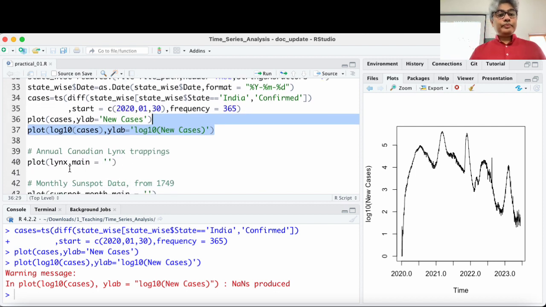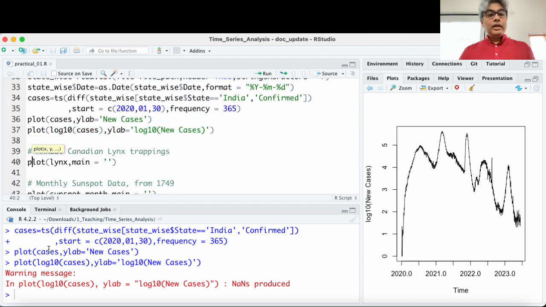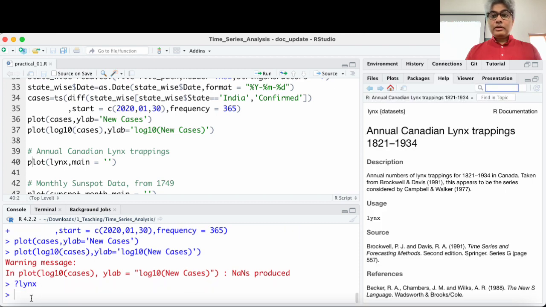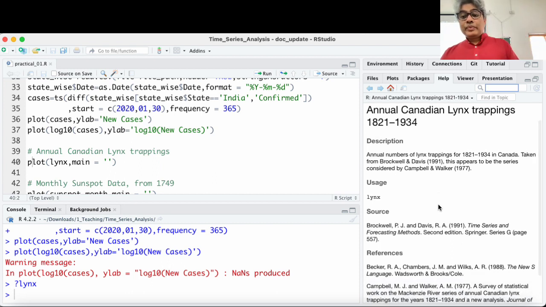Here is the link to the lynx trappings data set. It covers the annual number of lynx trappings between 1821 and 1934 in Canada. The source is Brockwell and Davis, 1991. This appears to be a series considered by Campbell and Walker in 1977.